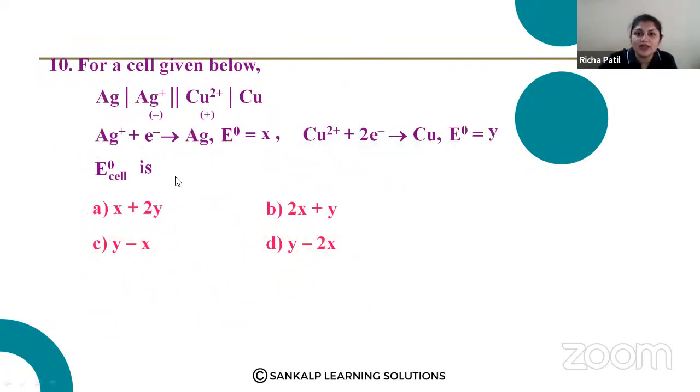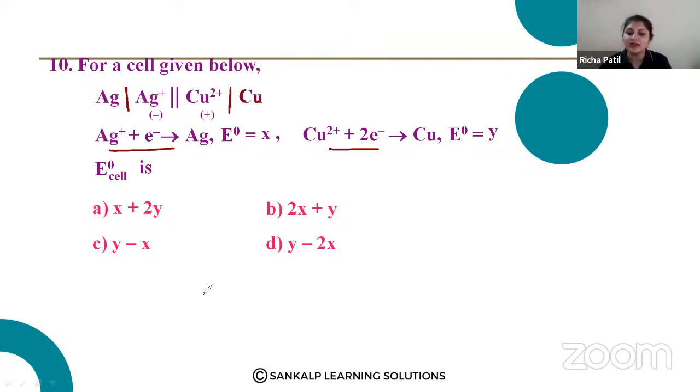So based on this, we'll solve some questions. For a cell given below, that is Ag, Ag plus, then this double line represents your salt bridge, then Cu plus 2 slash Cu. So these are your electrodes. Ag dipped in Ag plus, then copper rod dipped in copper plus 2 solution. These are the values. So you have to find what is the E naught of this cell.